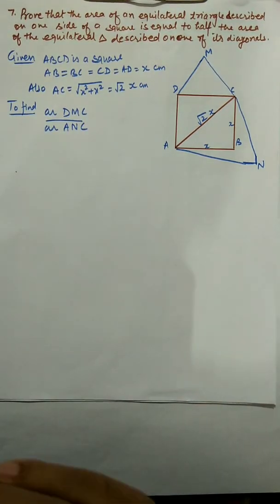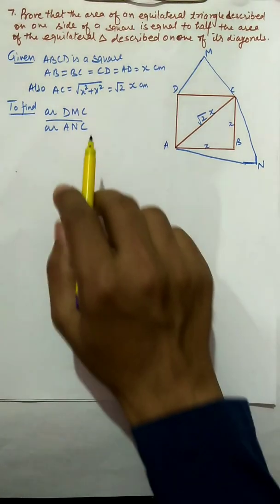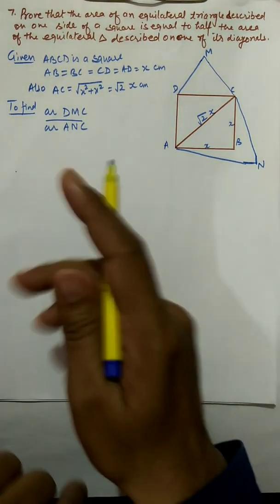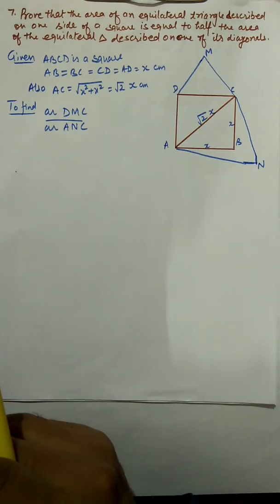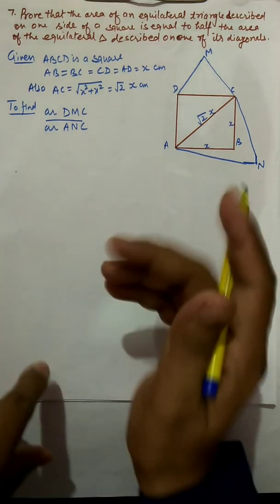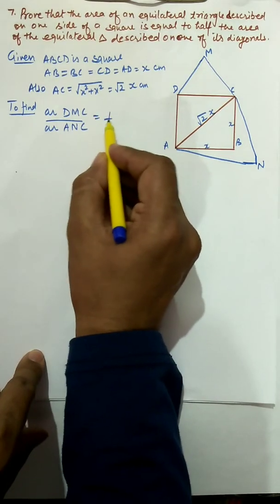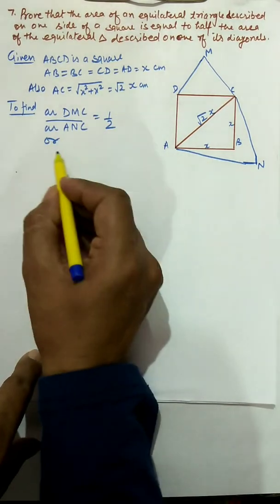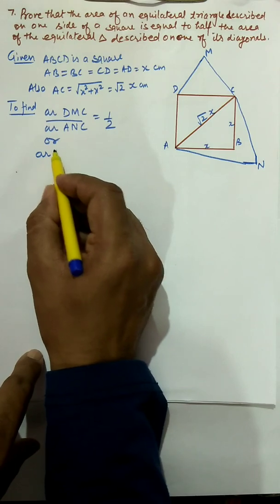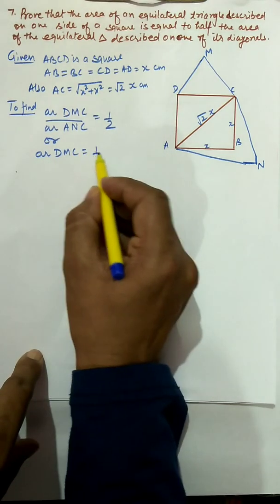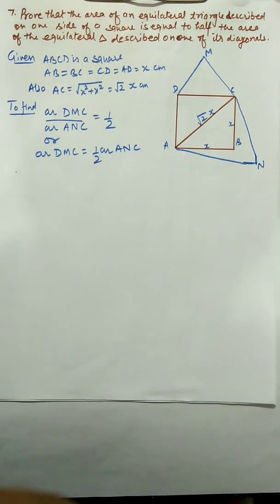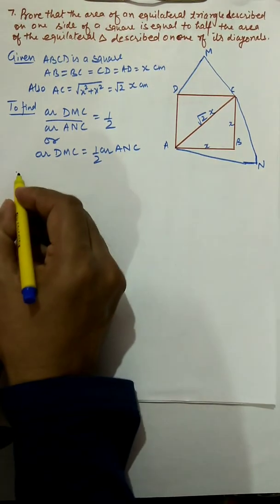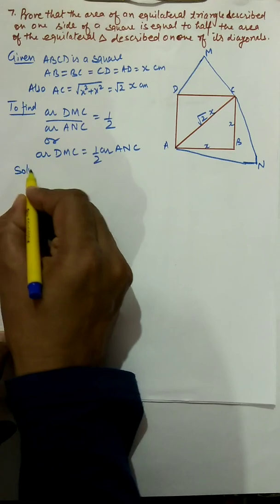So we have to show that the area on one side of a square is equal to half of the area of the equilateral triangle described on one of its diagonals. So you can write this as 1/2. You either show this, or you may write like this also, area DMC is equal to half area ANC. So both ways are accepted. Let's start now. We write the solution.